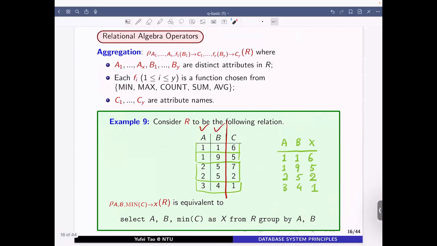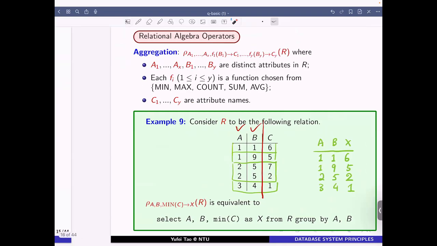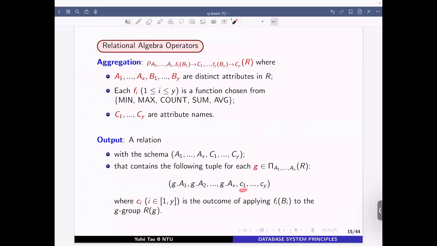For example, if I say G is 2, 5, as mentioned before, this RG is going to be this group. And then you apply the aggregate function over the tuples inside this group, and you get the result, and you display it here. If you have multiple aggregate functions, you do the same for each one of them. So basically, you have one tuple in the output for every group obtained by the group by operation.